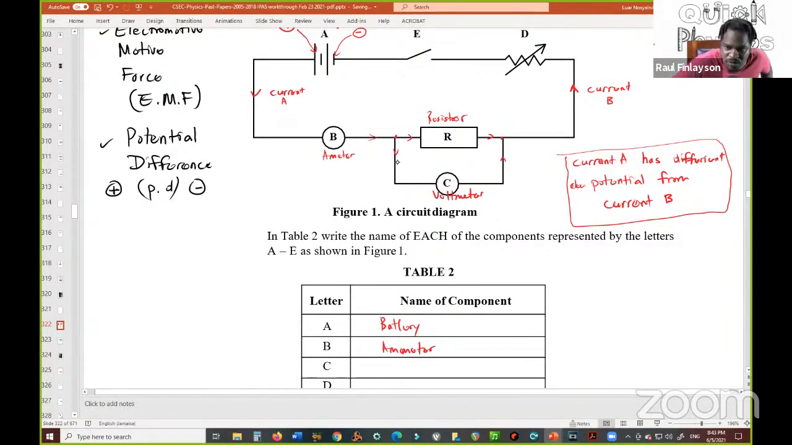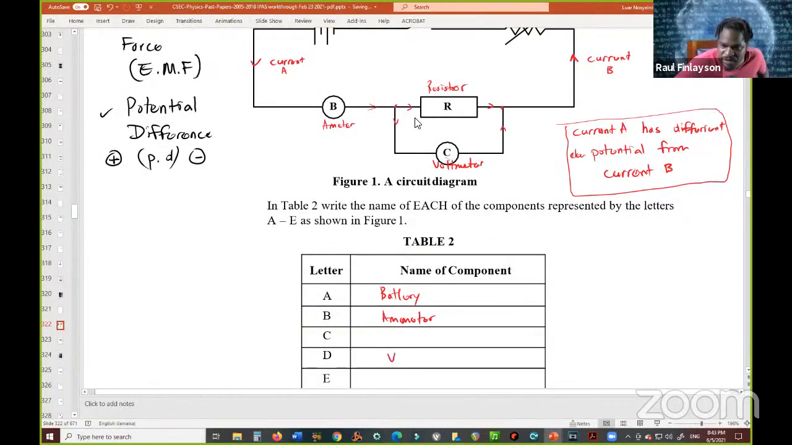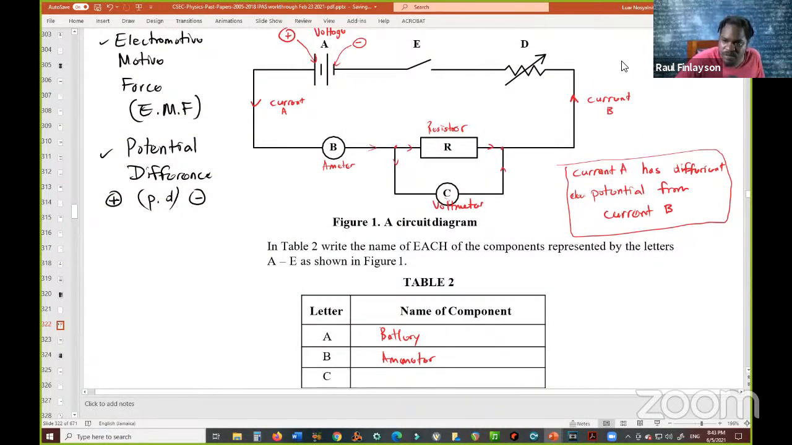So the current now splits. Some goes to the voltmeter, some passes through the resistor, but the voltmeter is measuring the difference in potential between these two points. That's why it's placed there. Current still continues to flow here. Remember, current flows from the plus sign to the minus side, and it meets this device here, labeled D. This is actually called a variable resistor. It's like a knob that we use to turn things, like probably a radio or something like that. It uses a variable resistor. And then of course E.